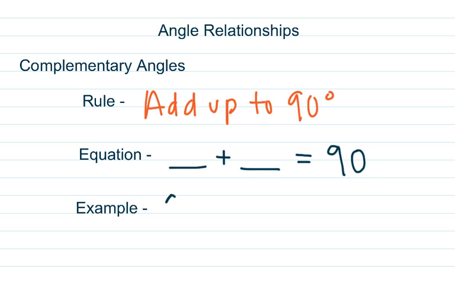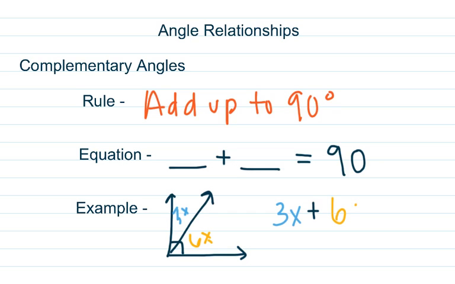So let's look at an example. Let's take two adjacent angles that we know are 90 because we have our little box in the angle. And our first angle given is going to be 3x, and our second one is 6x. Alright. Now we might be asked to solve for x. In order to do that, we're going to take our first angle plus our second angle and set it equal to 90. And then we just solve.